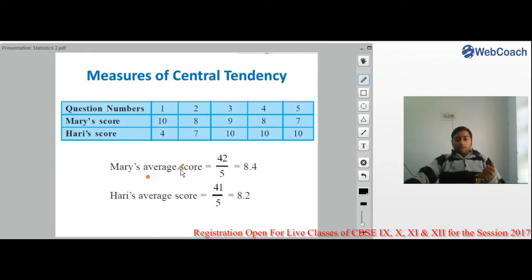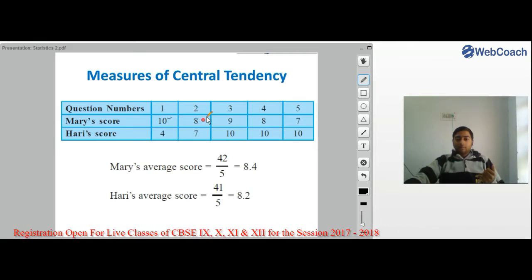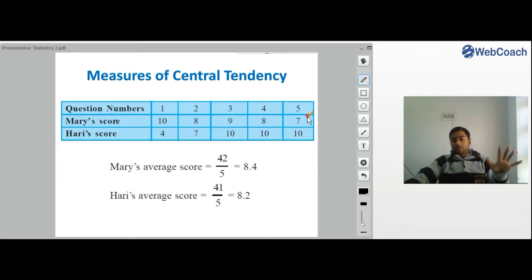Now how do we do it? It is very simple. Mary's average will be the sum of all the observations, 10 plus 8 plus 9 plus 8 plus 7, which comes out to be 42. The sum of all observations divided by the number of observations, and how many are there? There are 5 observations, right? So 42 divided by 5, and the average score comes out to be 8.4.